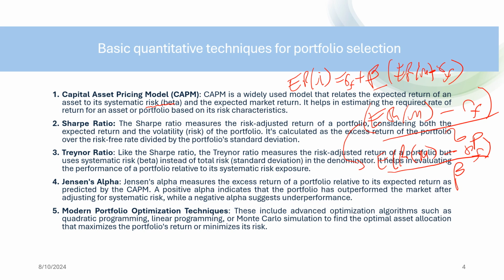Last but most importantly, there is optimization in order to find the optimal allocation of the portfolio given the respective weights. There are methods such as quadratic programming, linear programming, or even Monte Carlo simulation that can be used to find the optimal allocation that maximizes the portfolio return while minimizing its risk.